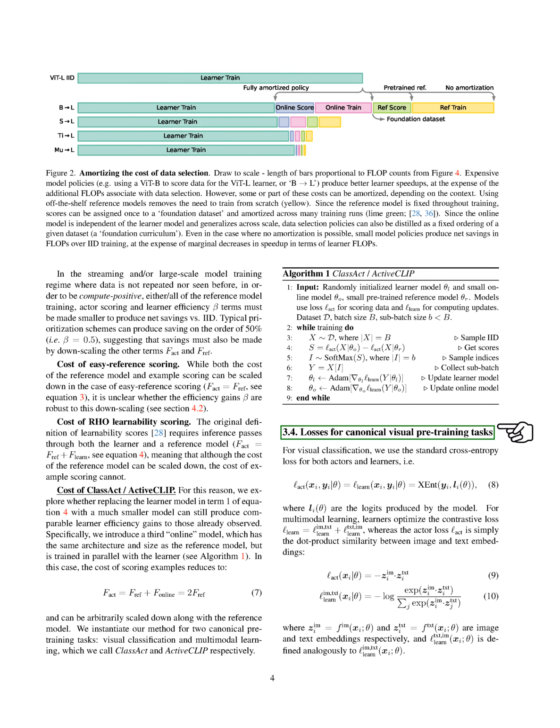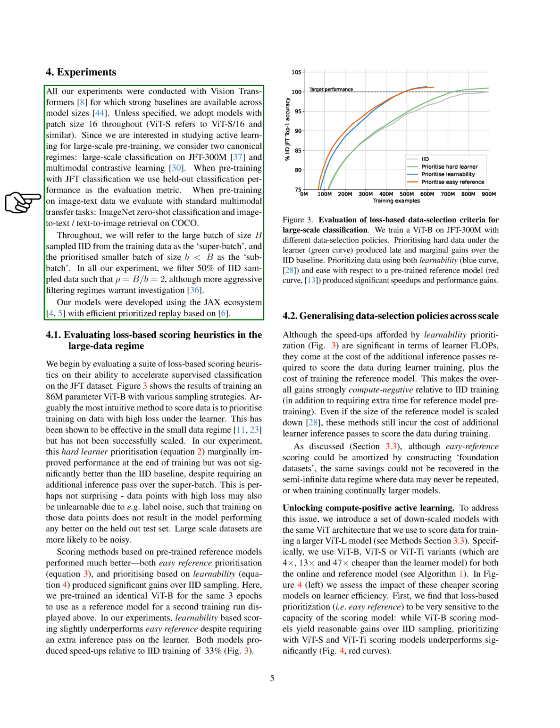Section: Losses for canonical visual pre-training tasks. In this section, we'll discuss the losses for standard visual pre-training tasks. For visual classification, we use the standard cross-entropy loss for both the actors and learners. This is based on the logits, or the raw output values, produced by the model. For multimodal learning, learners optimize the contrastive loss, which is a combination of image-to-text and text-to-image losses. The actor loss, on the other hand, is simply the dot product similarity between image and text embeddings. These embeddings are the output of the model when it processes the image and text inputs.